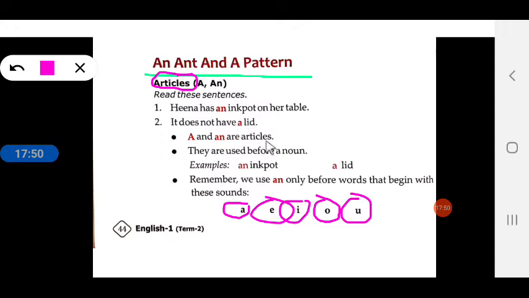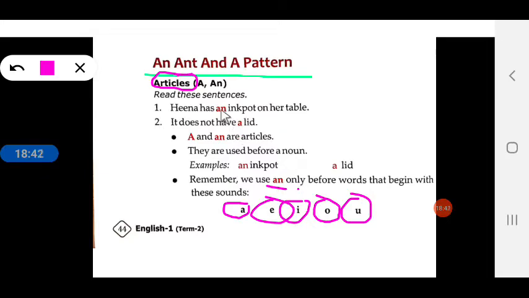Dear students, when do we use the article an? Do you know? An is used before the words which begin with these sounds: A, E, I, O, U. For example, inkpot. What is the first letter of inkpot? I is there, no? So I is a vowel sound, so we use an before that word. It denotes one. An indicates one person or one thing. Here, Hina has an inkpot. It means Hina has one inkpot. So an indicates one. A also indicates one.